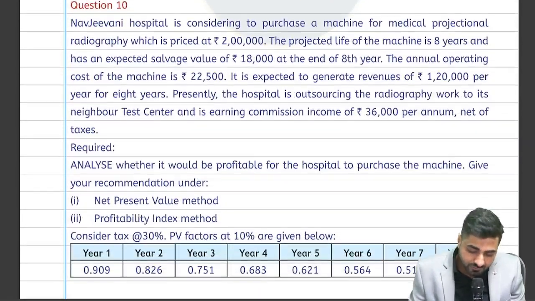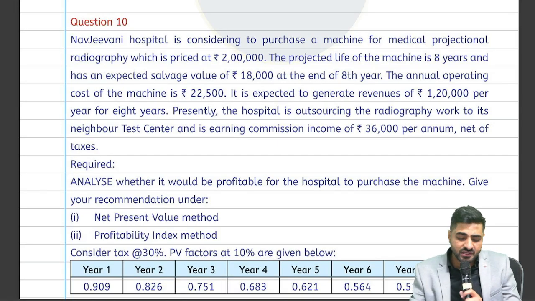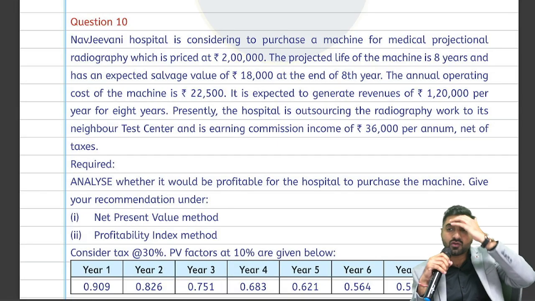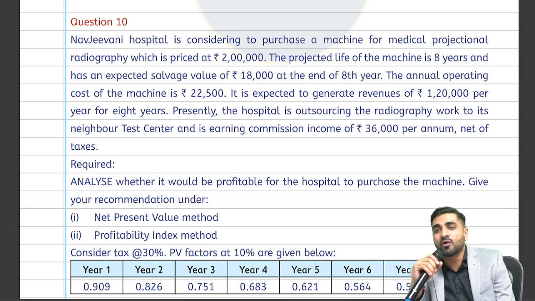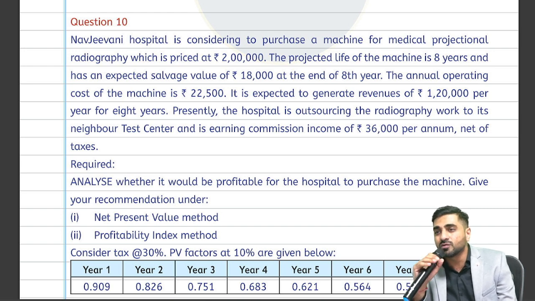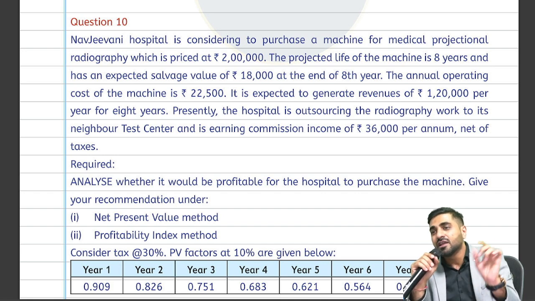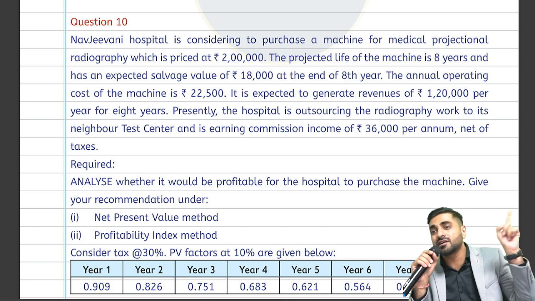Then we have this 10th question. Now in this 10th question, what is the case? There is one particular hospital. You know what happens in a hospital: if you have a disease and you go and consult a doctor, then the doctor will tell you that you have to do all these tests. He will also tell you that this doesn't happen in my hospital, for example. You have to go to this laboratory and do the test.